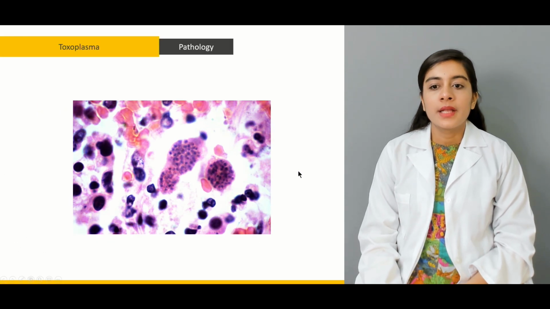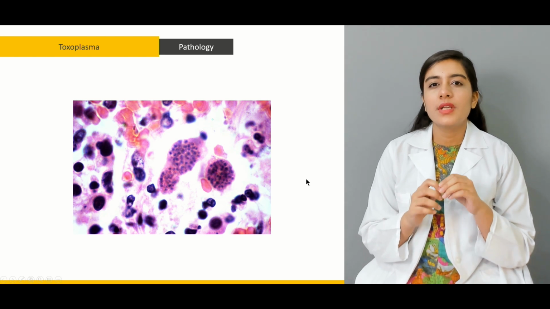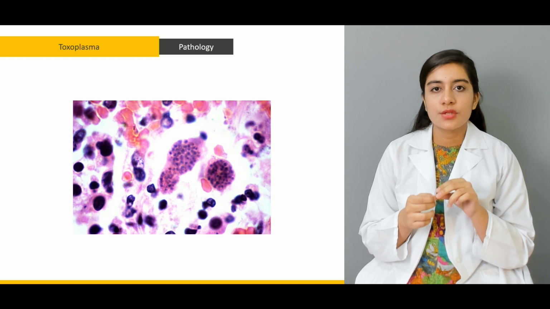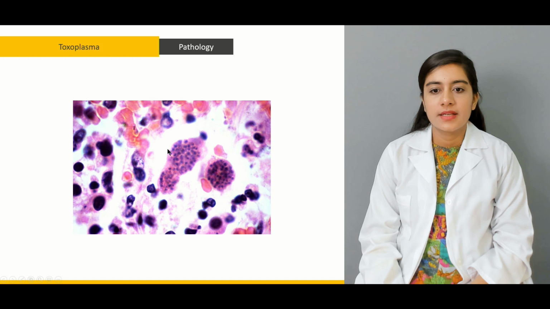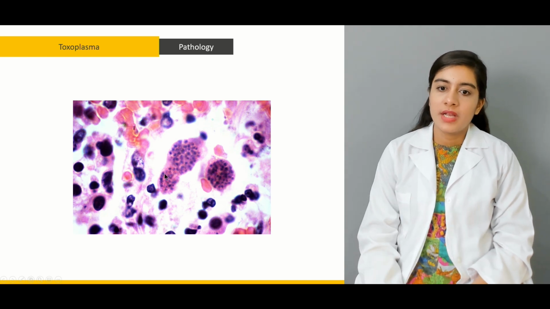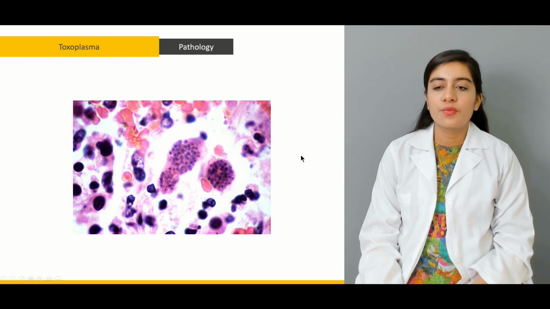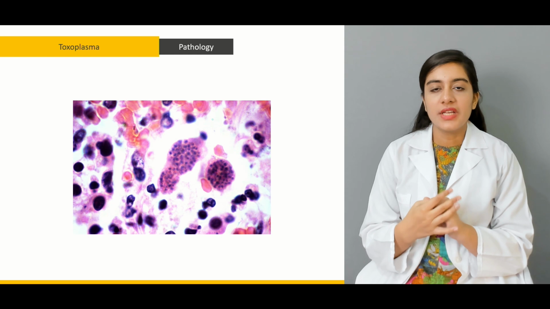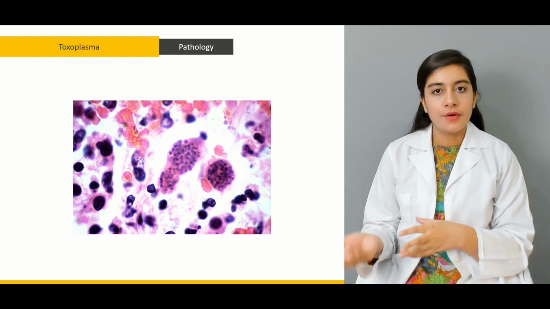Okay. Now, one important feature of Toxoplasma gondii is the presence of Hofbauer cells, which we see when we view the culture under the microscope. These featured Hofbauer cells usually tell us that the infection is of Toxoplasma gondii origin.